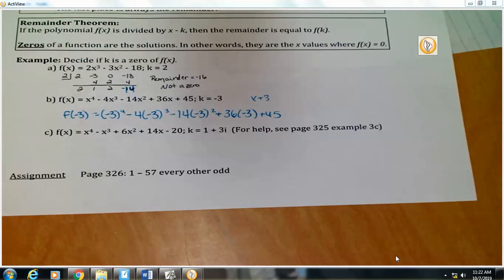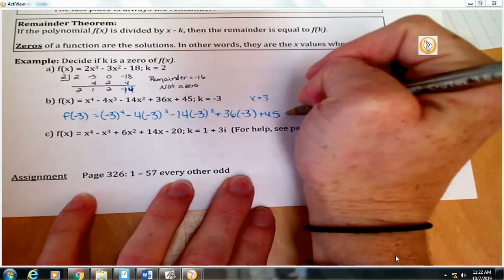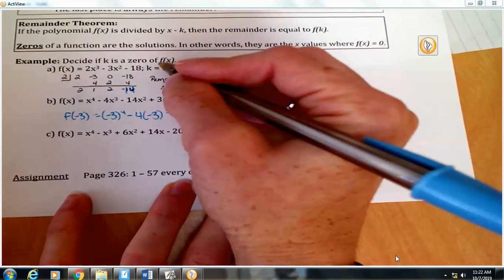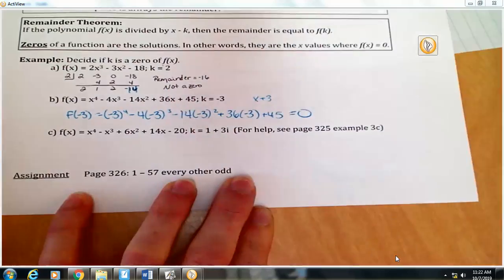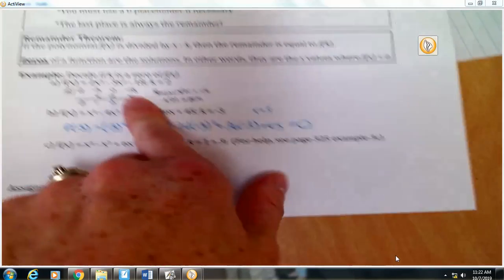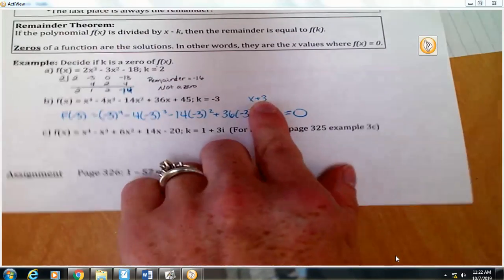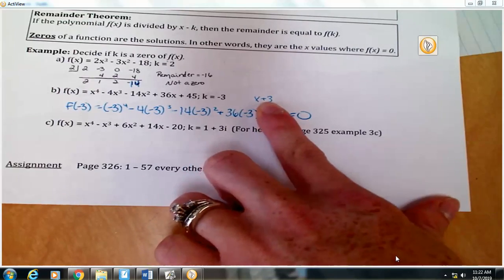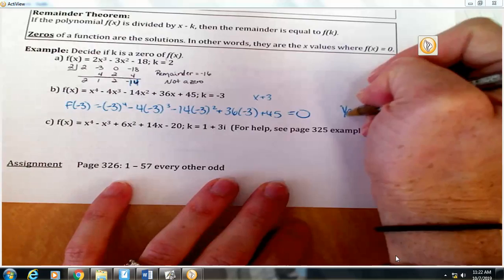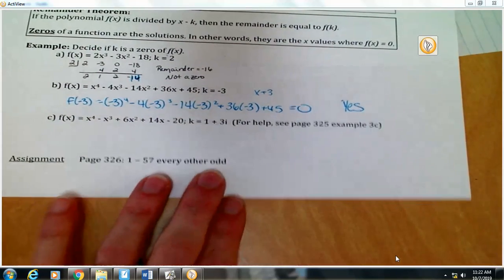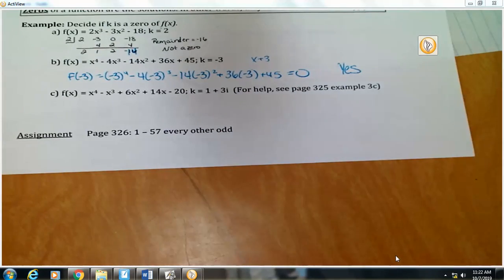What'd you guys get for your remainder? 0. The question here was to decide if k was a 0. Okay? K is a 0 is the same thing as saying is x plus 3 a factor. It means does it divide evenly. So is this one a 0? Yes. Okay, C.